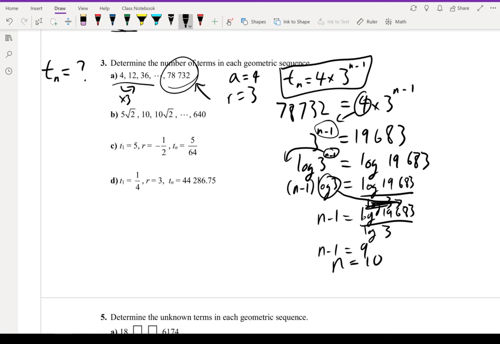Now if you don't know how to use log, then what you can do is just keep trial and error. We know that the first term was 4, then you just put into your calculator 3 to the power of, just keep going up until you get 78,732. So we determine that n is equal to 10. Let's do one more. I'll leave this here for a second so that you can copy it down. You can pause the video, and once you're done, I will erase all of that.